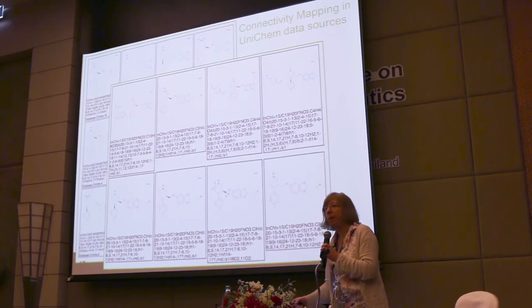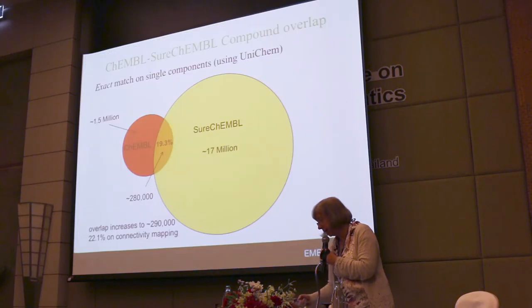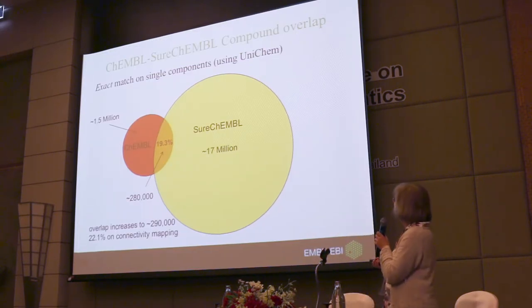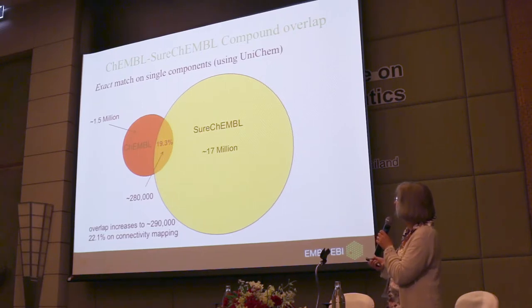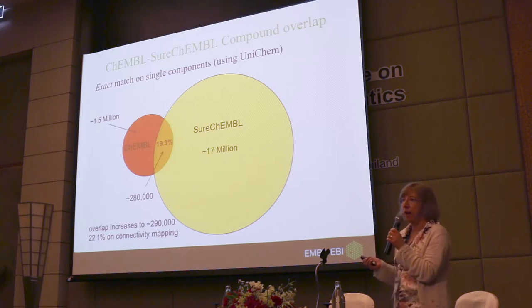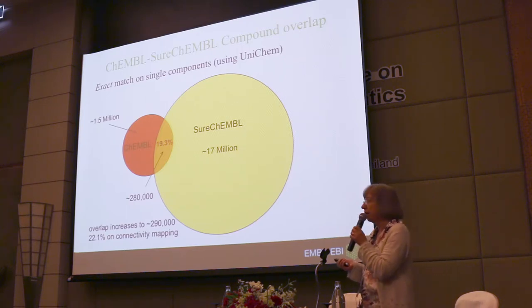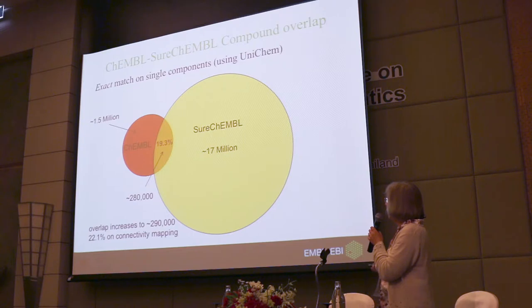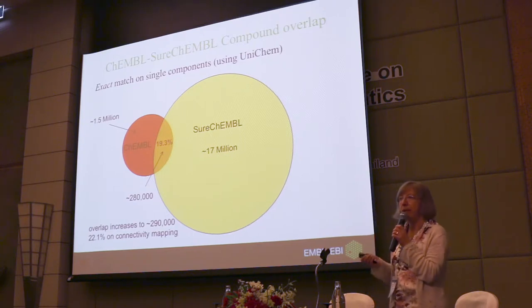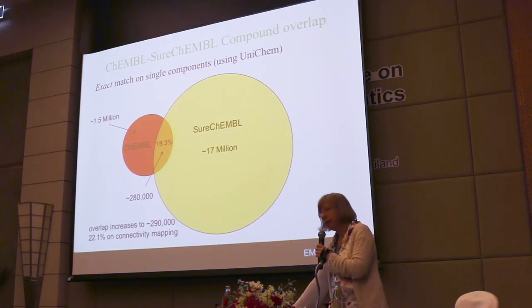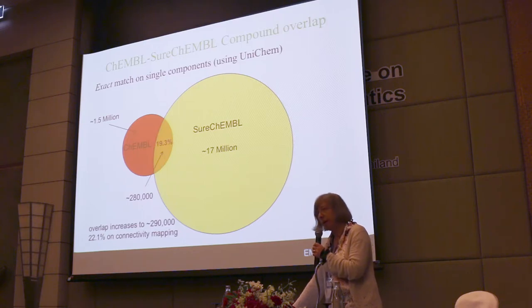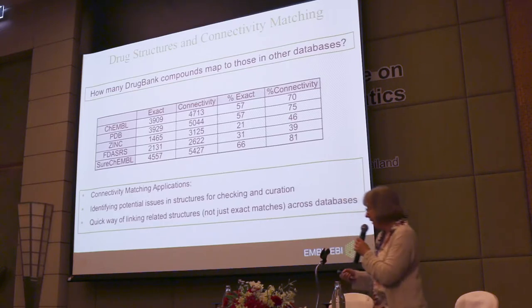So thinking now about our two databases, SureChEMBL and ChEMBL, and the data that we have in them. As I was saying earlier, obviously they're very different sizes. There's about 19% overlap in terms of compounds that are in ChEMBL and are in SureChEMBL. And if we use this connectivity mapping, this increases to about 22%. So it does increase the number of compounds that you might find that might be of interest.